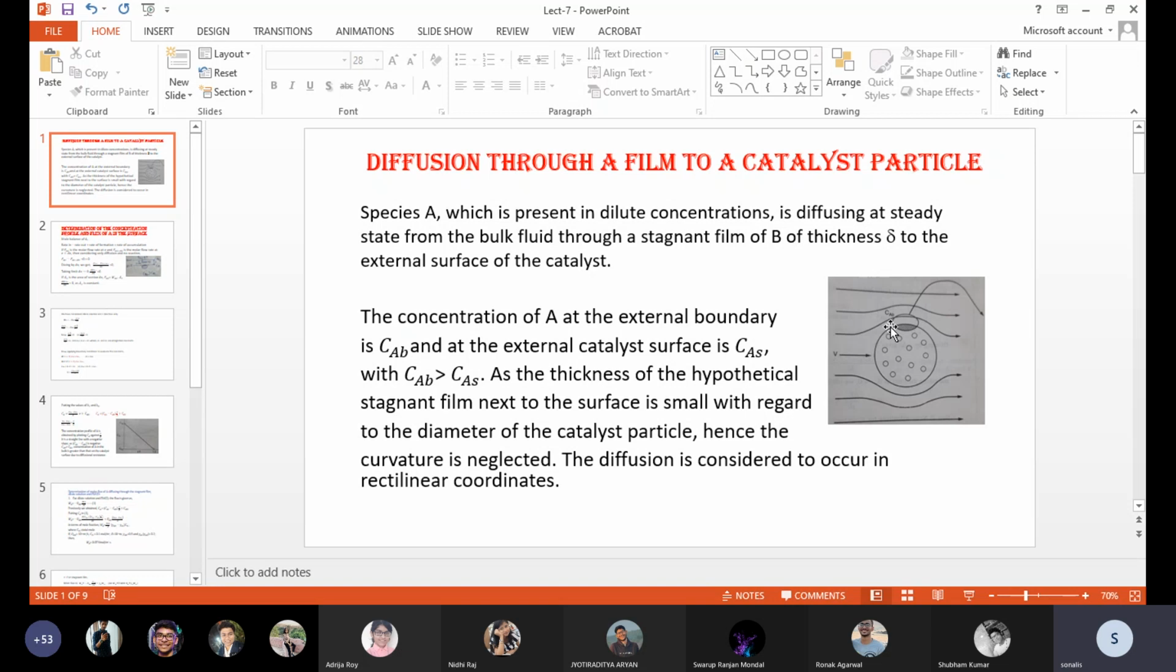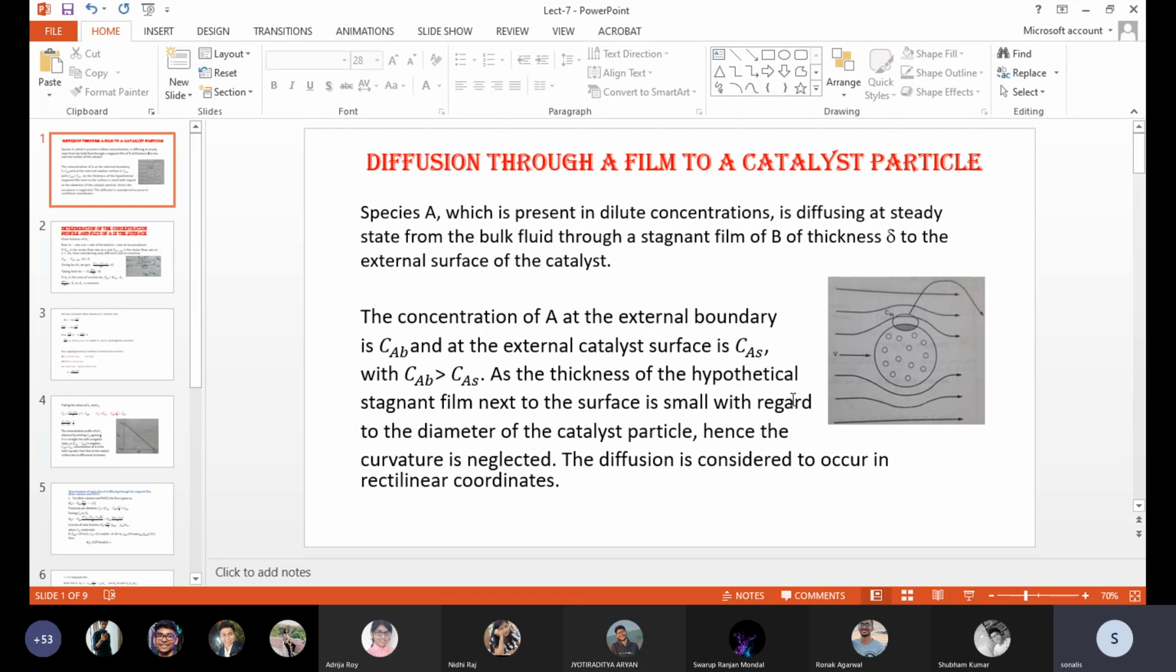So due to that resistance, obviously whatever concentration of A is there in the bulk cannot be the same as on the surface of the catalyst. It will be lesser. Say if the starting point of A is 100 molecules in the bulk, maybe 50 molecules can reach the surface of the catalyst, just crossing the boundary layer. So CAB is obviously greater than CAS. That means CAS is obviously less than CAB.